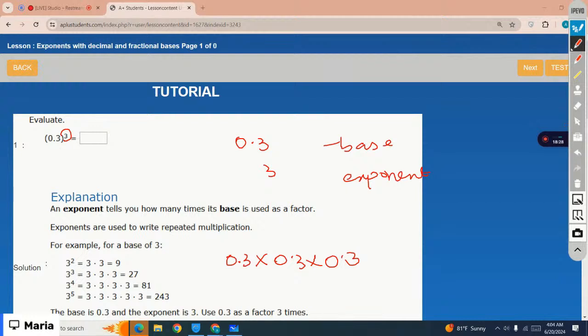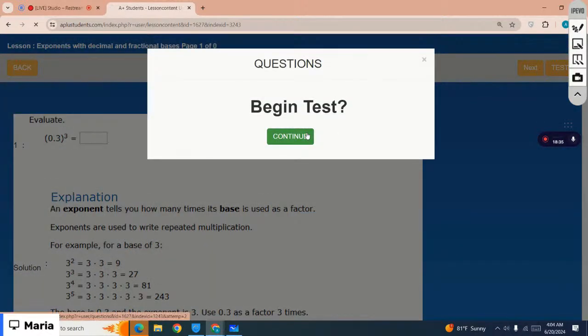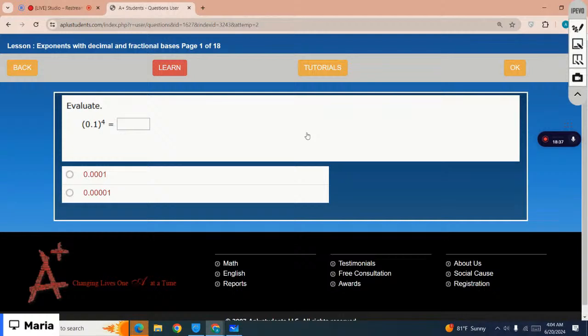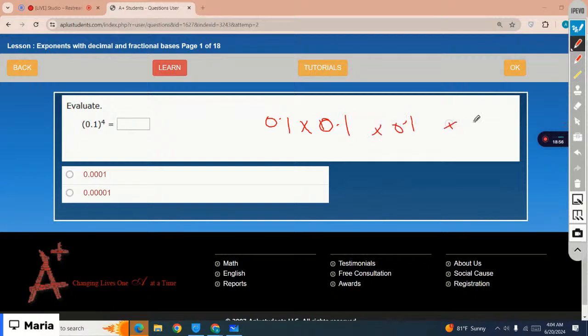That is 0.027, the correct option. Let's start with the test questions. 0.1 times 0.1 exponent 4. That means you have to multiply 0.1 4 times. You have to do 0.1 times 0.1 times 0.1 times 0.1. So actually you have to multiply the base exponent times, right?